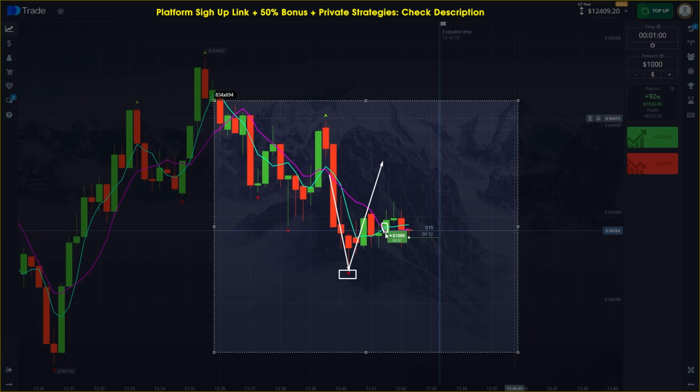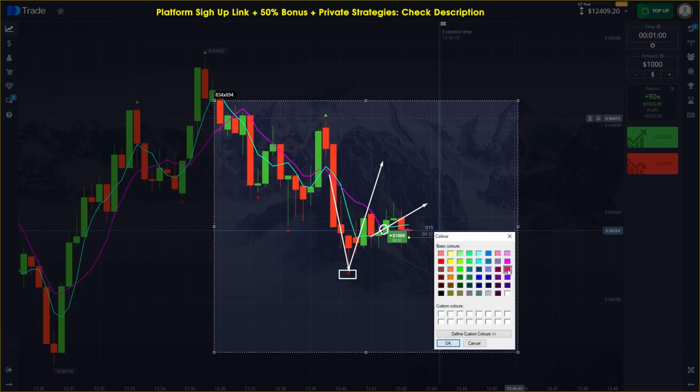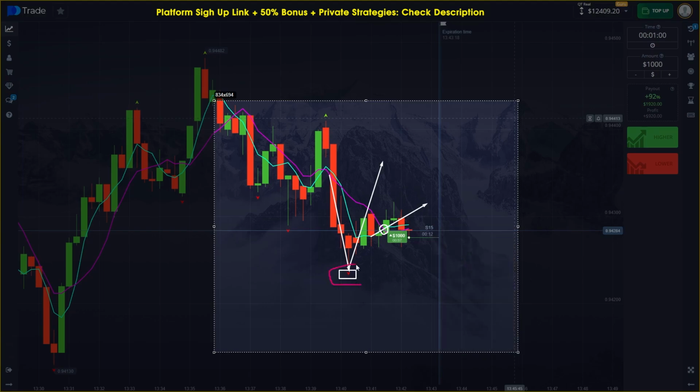The second signal is the intersection of moving averages. You can notice that the blue one crosses the pink one from bottom to top, which means we have a bullish movement. As a result, we have 2 signals for an increase, therefore we open a trade for an increase.